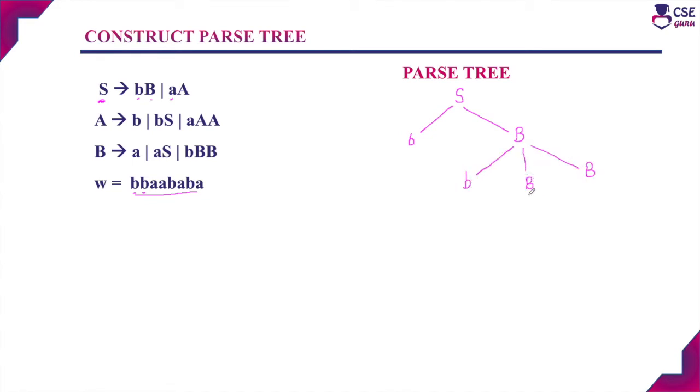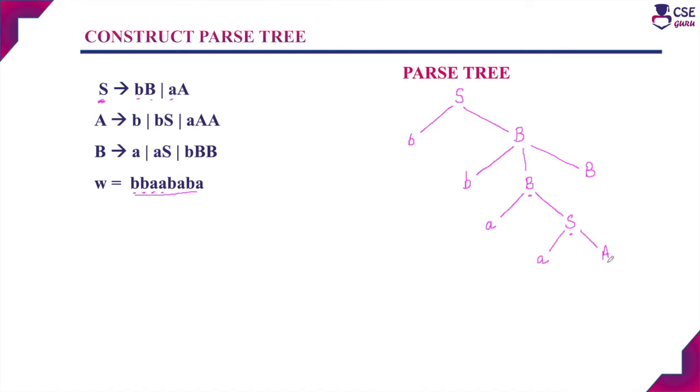So the next non-terminal is B, and the next character we have to get is a. So choose the production rule that starts with a. There are two production rules, so we will apply the production rule B tends to AAS. So the next non-terminal is S, and the next character we have to get is a. For S, only one production rule starts with A, so we will apply the production rule S tends to AA.